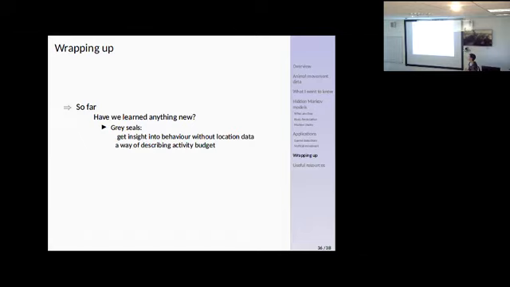And also, obviously there's more work that needs to go into whether these states that I've determined are actually anything functional, or if they're just groupings of movement variables and they don't actually correspond to something that we, as biologists, would call a functional behavior. But it is a way of describing activity budgets without location data.